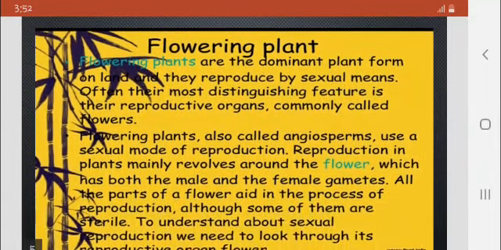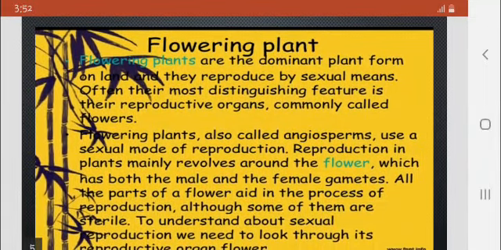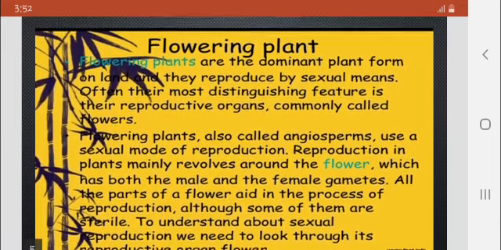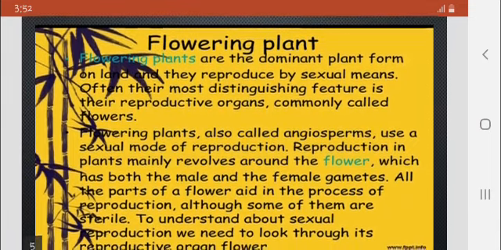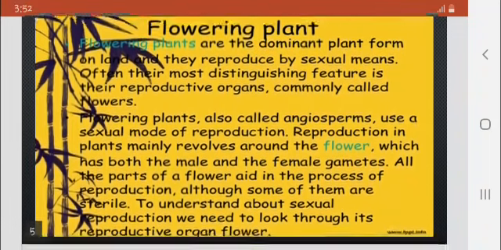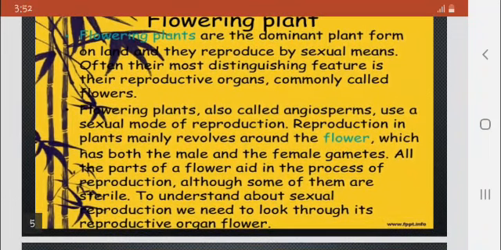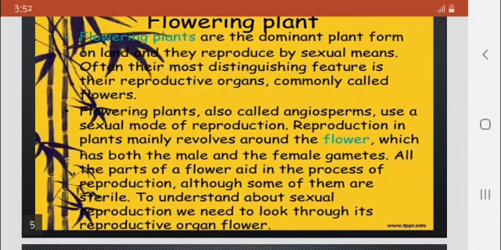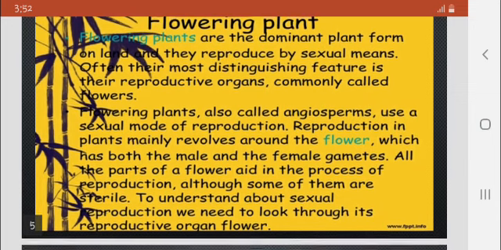What is a flowering plant? Flowering plants are the dominant plant form on land and they reproduce by sexual means. Often their most distinguished feature is their reproductive organ commonly called flowers. Flowering plant, also called angiosperm, use a sexual mode of reproduction. Reproduction in which plant mainly revolve around the flower, which has both the male and the female gametes.